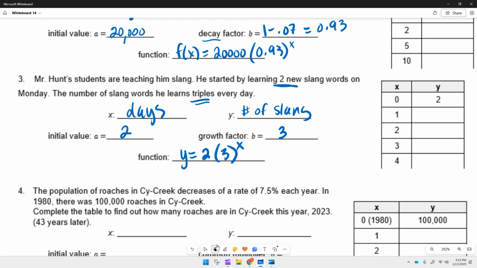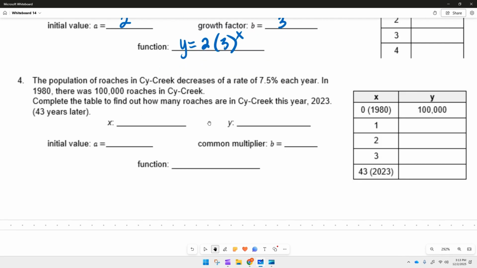All right. Number 4, the biggest takeaway from number 4, we're starting with 100,000 cockroaches. And we have a rate of 7.5. Now remember, be careful, and we're decreasing. So we know that is 1 minus our rate. Okay. So that would be 1 minus, now, it's not going to be 1 minus 7.5.